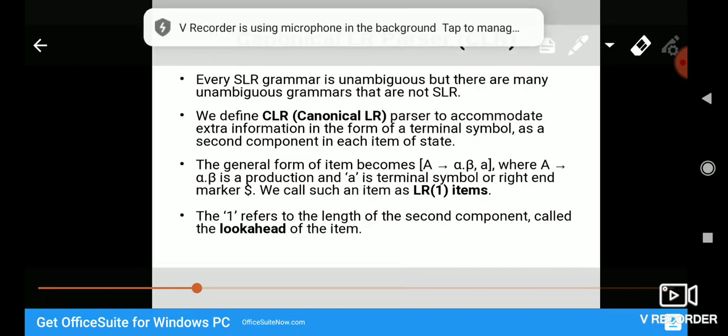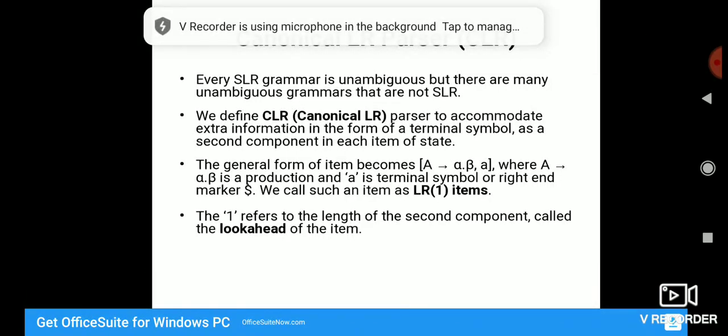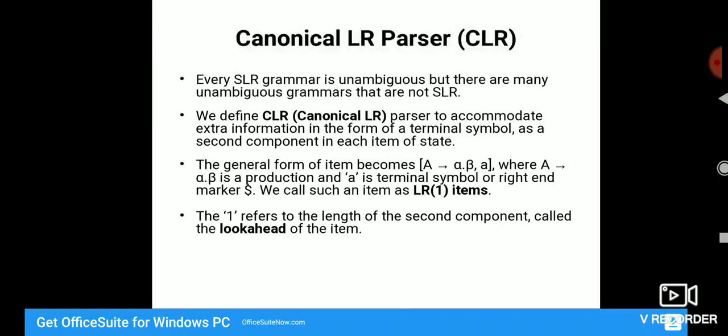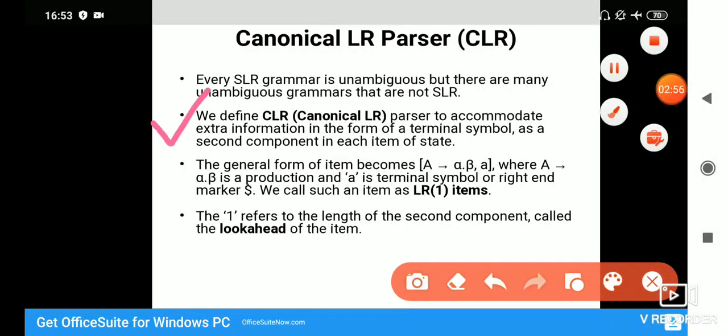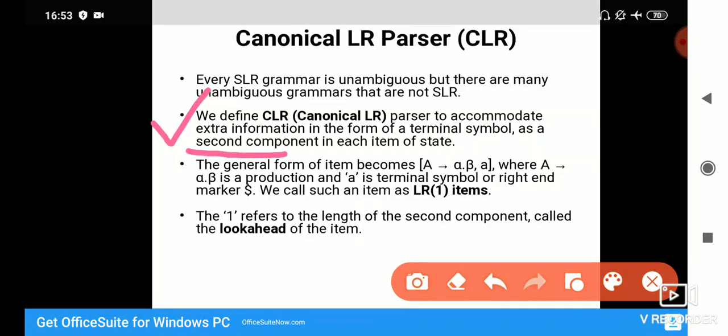Now we will take up the canonical LR parser, also called the CLR parser. We have three categories of parsers: SLR, CLR and LALR. So this is the second category. SLR we have already done. Now when we talk about the CLR, canonical parser, as you can see in point number 2, we define the CLR parser to accommodate extra information in the form of a terminal symbol as a second component. This is very important, as a second component in each item of state.